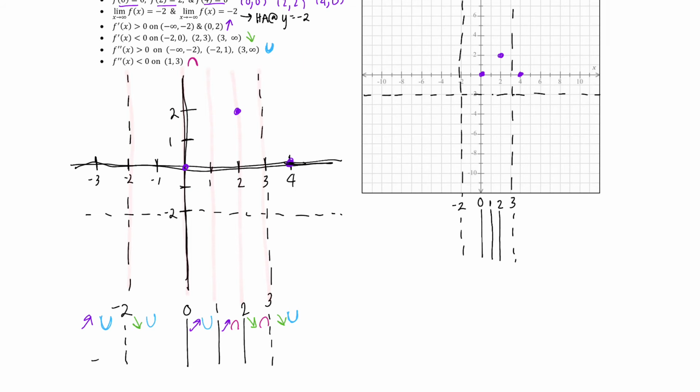Increasing concave up is going to make this shape here. Decreasing concave up will make this shape. Increasing concave up will make this shape. Increasing concave down will make this shape. Decreasing concave down makes this shape. And decreasing concave up makes this shape.